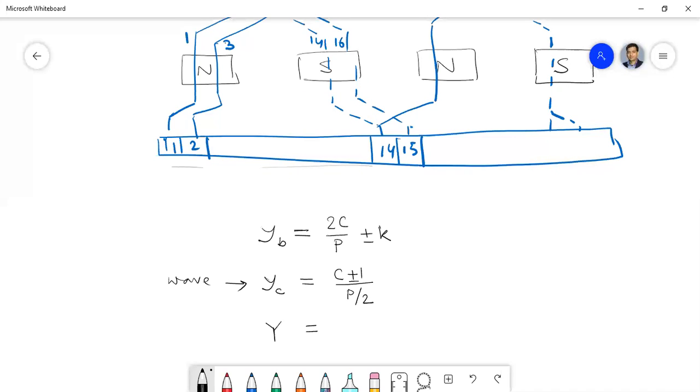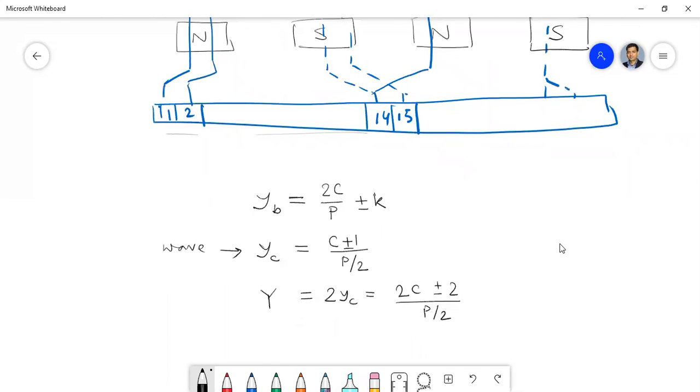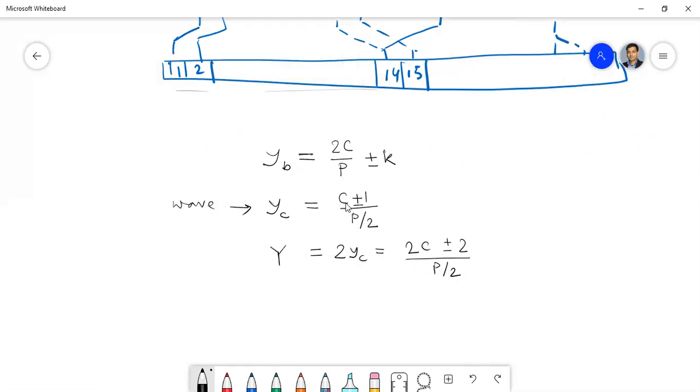Okay, so winding pitch is always 2 times of the commutator pitch. So this is twice C plus minus 2 divided by P by 2. So this is the formula for the winding pitch for wave winding. So that is also different from the simplex lap winding. And you can understand for duplex wave winding, it will be C plus minus 2, and here it will be twice C plus minus 4, like that. So that will be the change for wave winding.